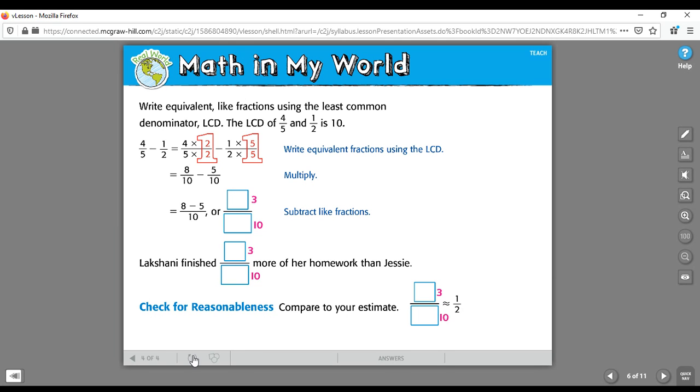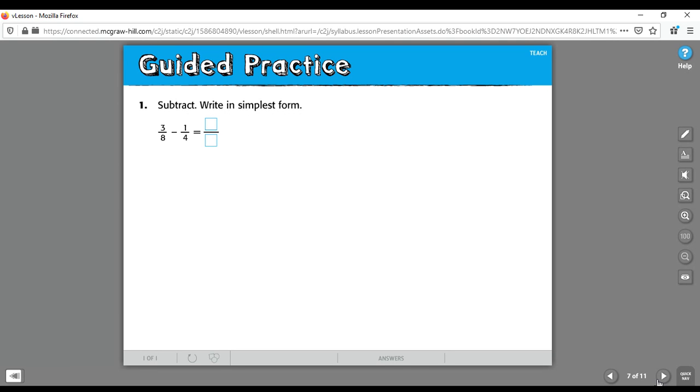Okay, guided practice. There's a question at the bottom of page 686. So we're going to subtract and then we're going to write in simplest form. We notice we don't have like denominators, so we're going to change 1/4 to have a denominator of 8 so that it matches this 8. I'm going to multiply the top and the bottom by 2, so I'm going to get 2/8. So we do 3/8 minus 2/8 is going to give us just 1/8, and we cannot simplify that at all, so that is just our answer.